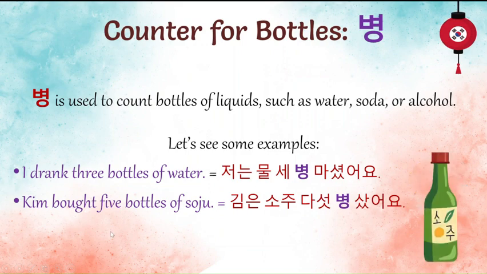Next is Kim bought 5 bottles of soju. 김은 소주 5병 샀어요. Here we are counting the number of bottles of soju. So soju, that is the noun, 5, and the counter word for bottles, 병. Okay? It is very easy. Just know the counter word, apply, and frame the sentence.